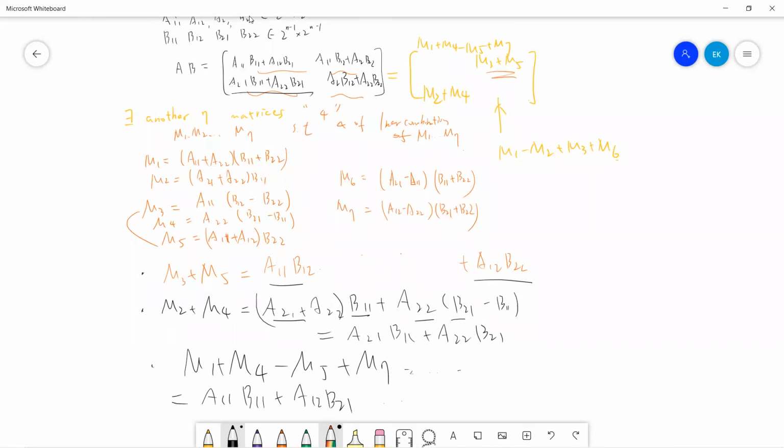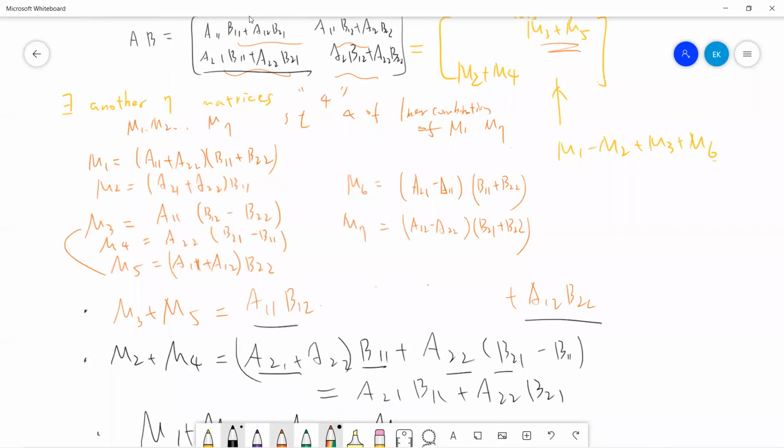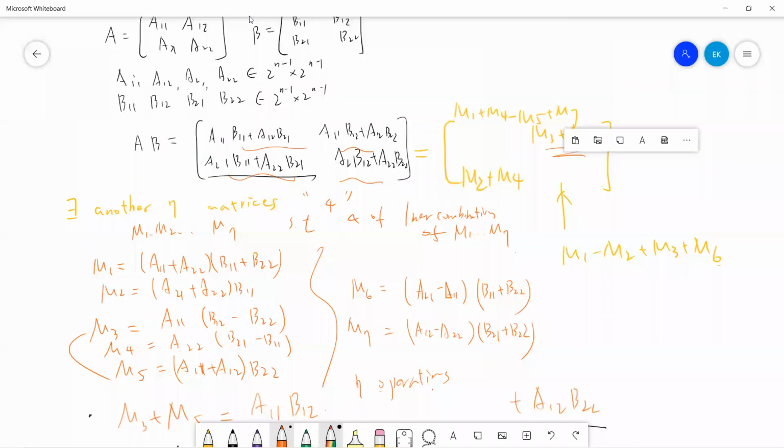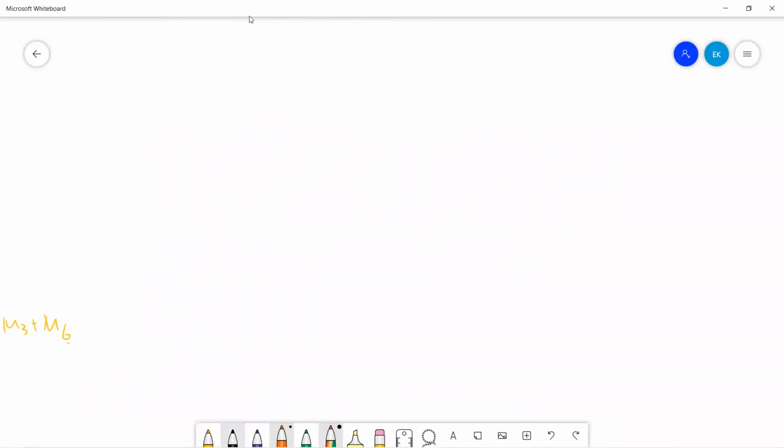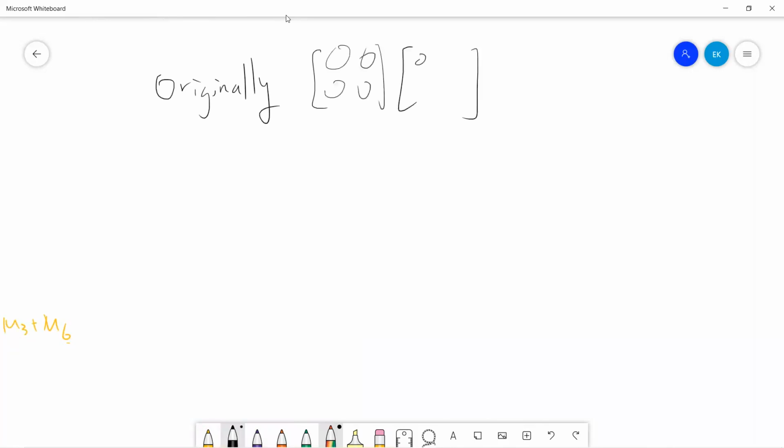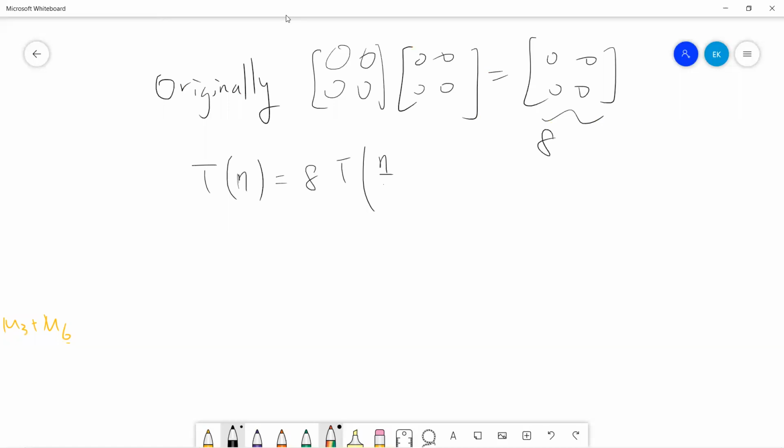Basically, what it tells you is that you only need 7 multiplications. Now let's go to this. Originally, if you do the matrix multiplication in the block way, you need 8 multiplications. So for n by n matrices, T of n becomes 8 times T of n divided by 2 plus O of n squared, because you need n squared to do just the summation. Okay, so you can use the so-called master theorem.